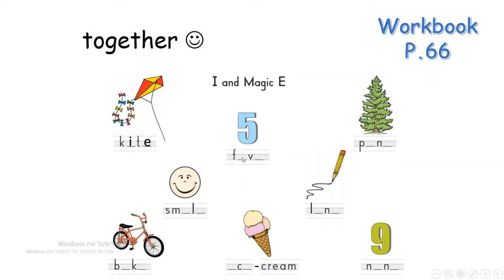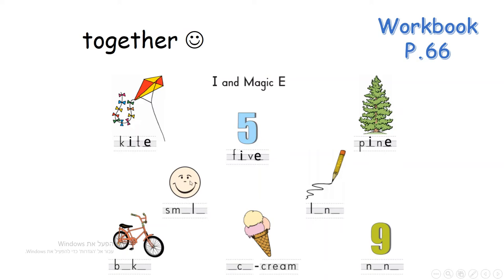And this number is 5. We have here I, and here we have the E. Okay, 5. Okay, what about this word? Pine, great, pine. So we have I and magic E. Do you know what's the meaning of pine? Great, look at the picture.